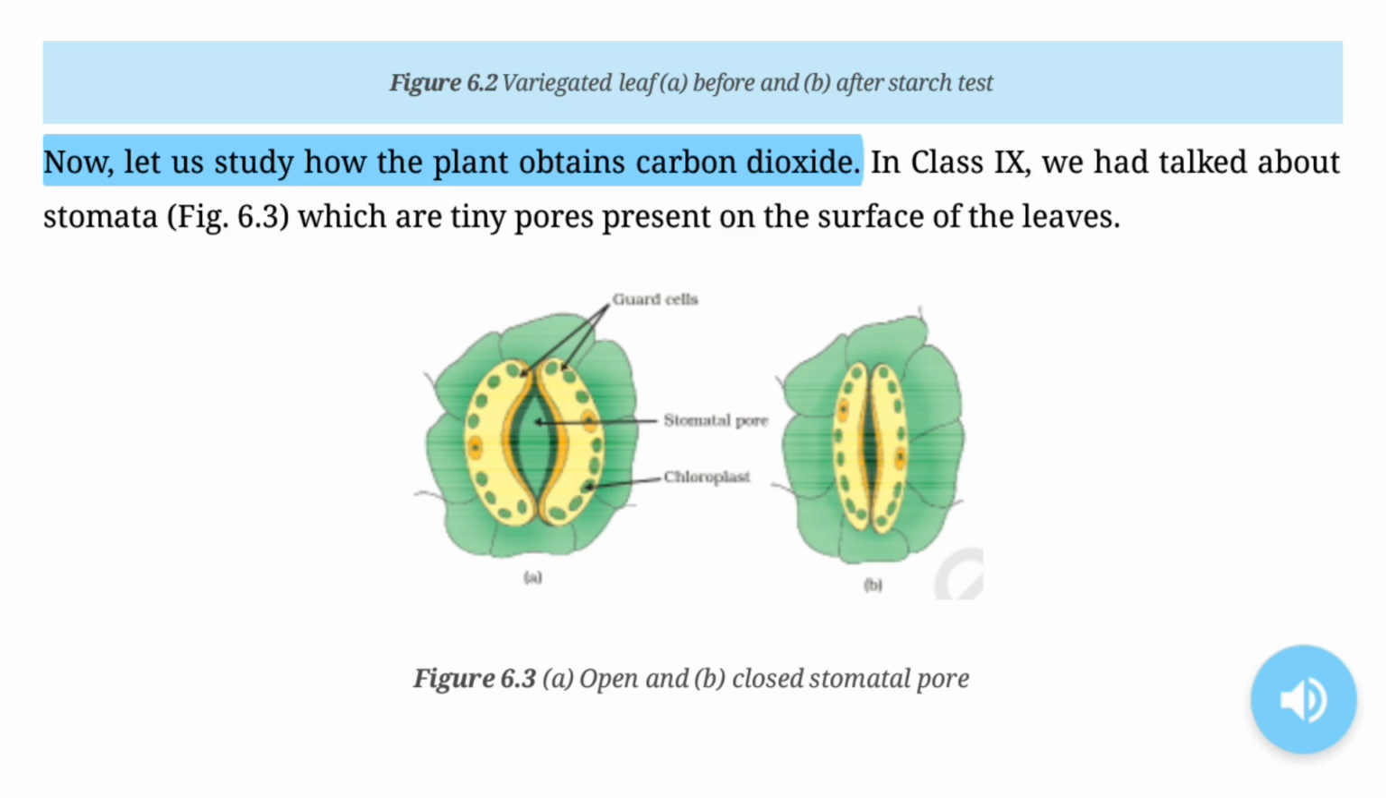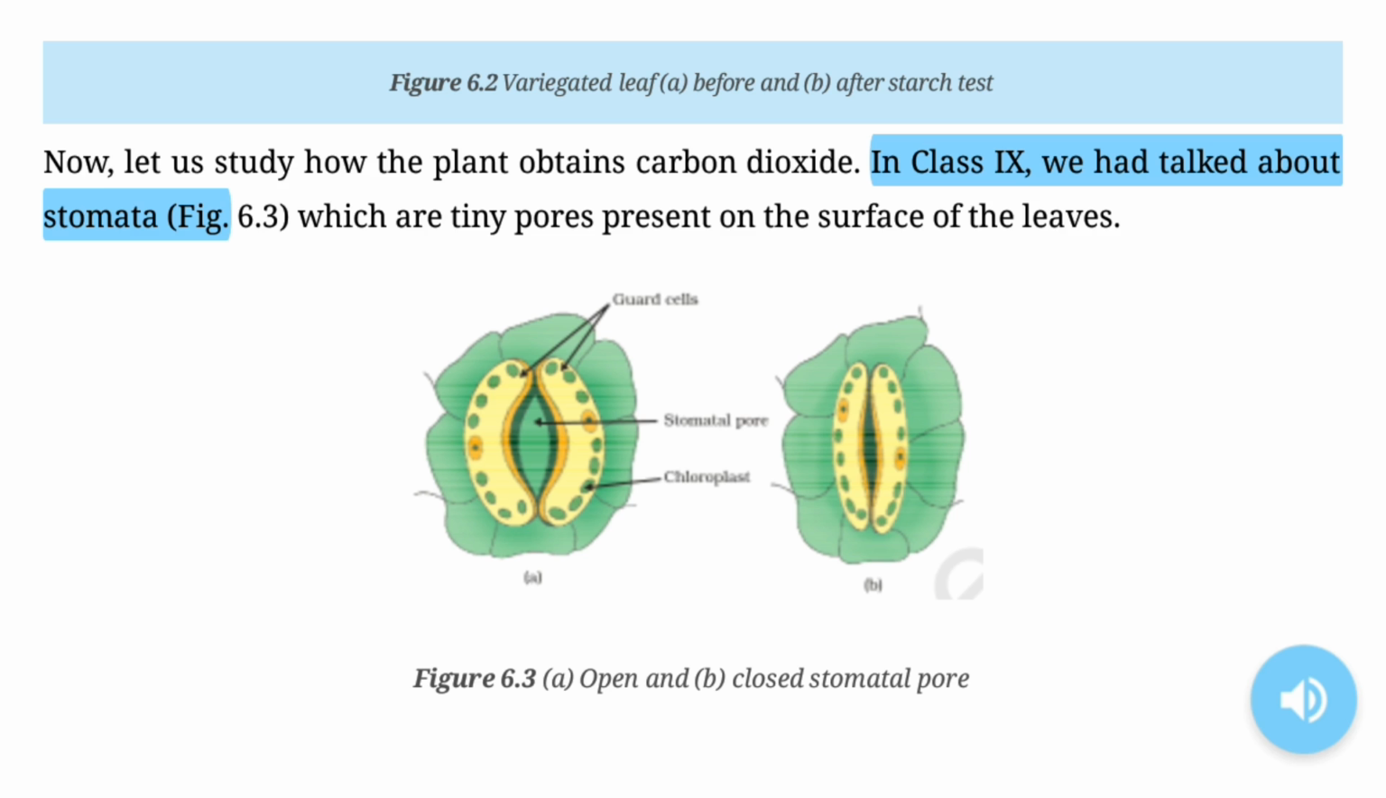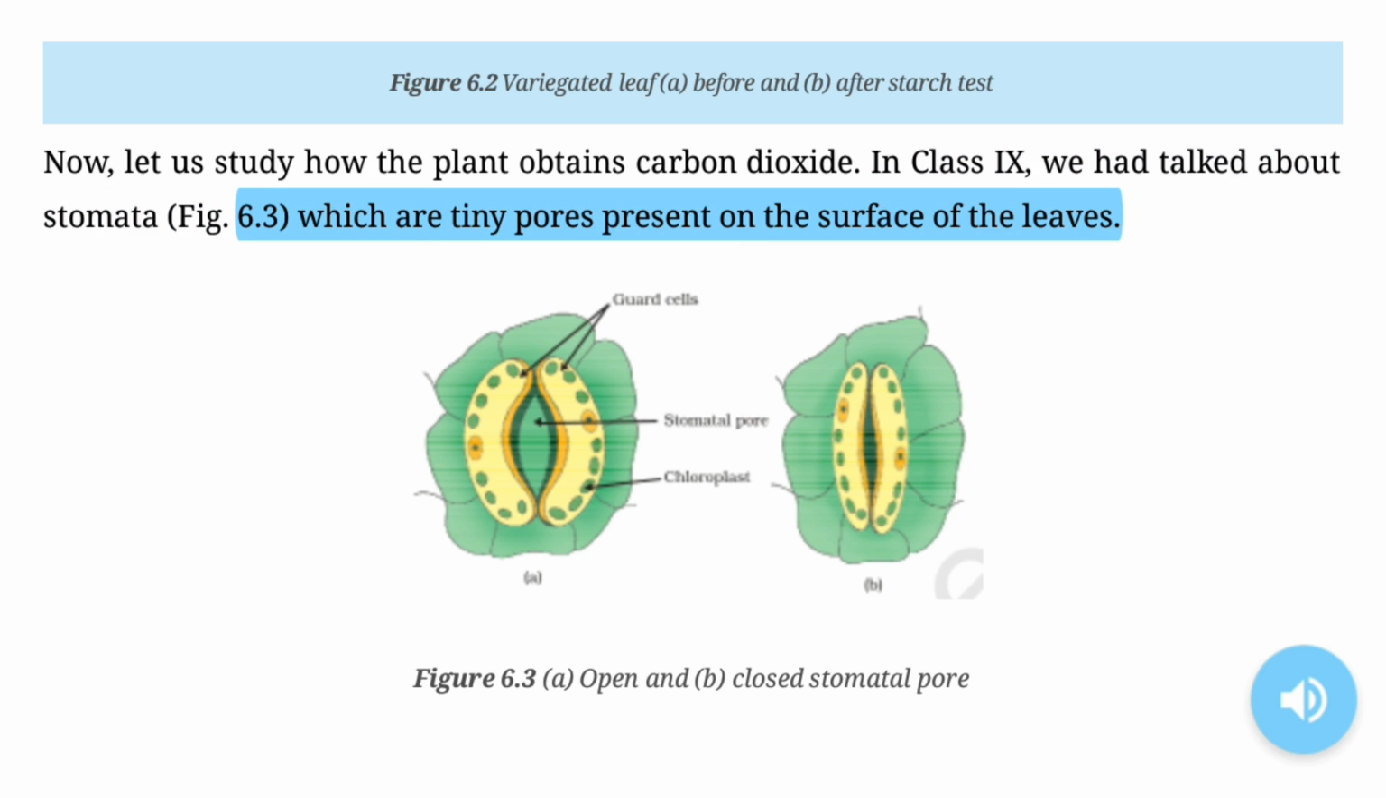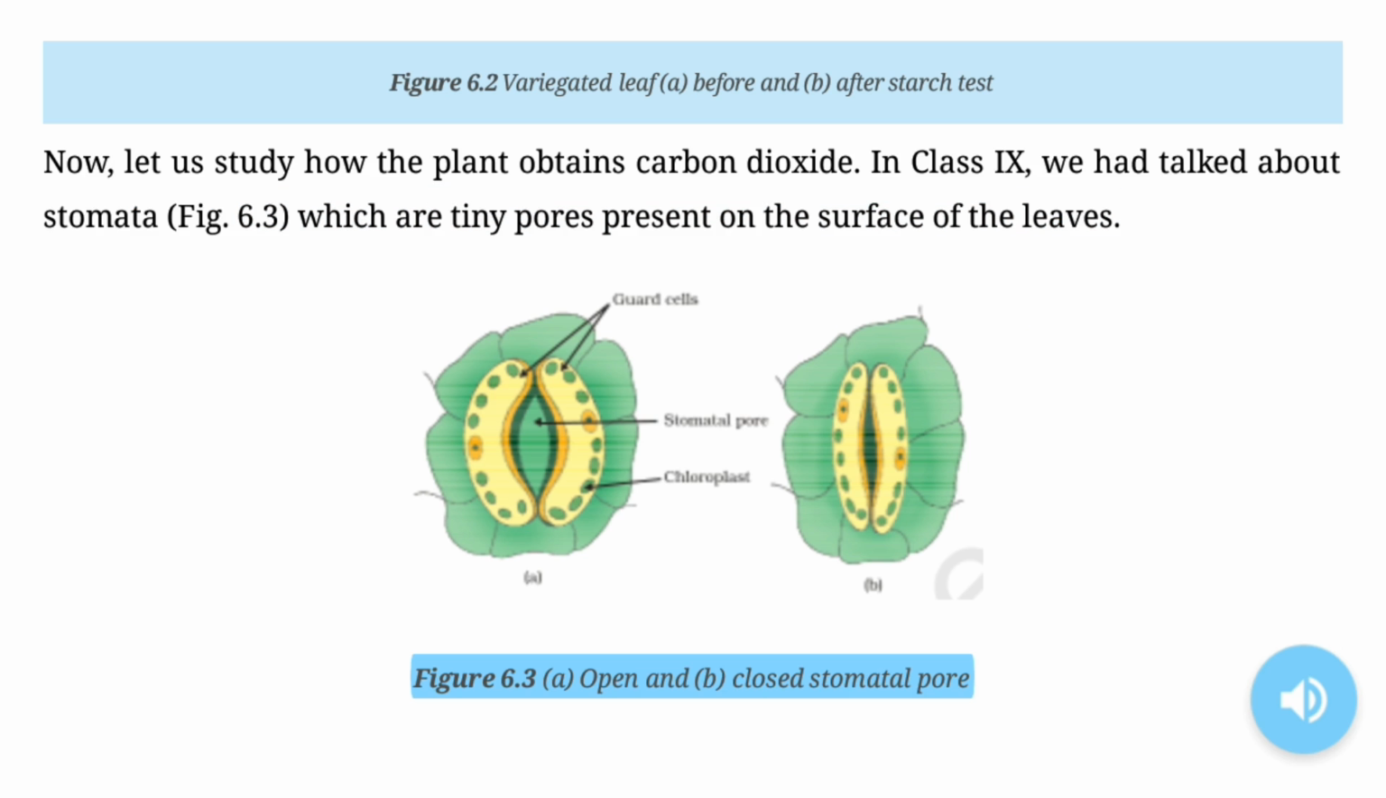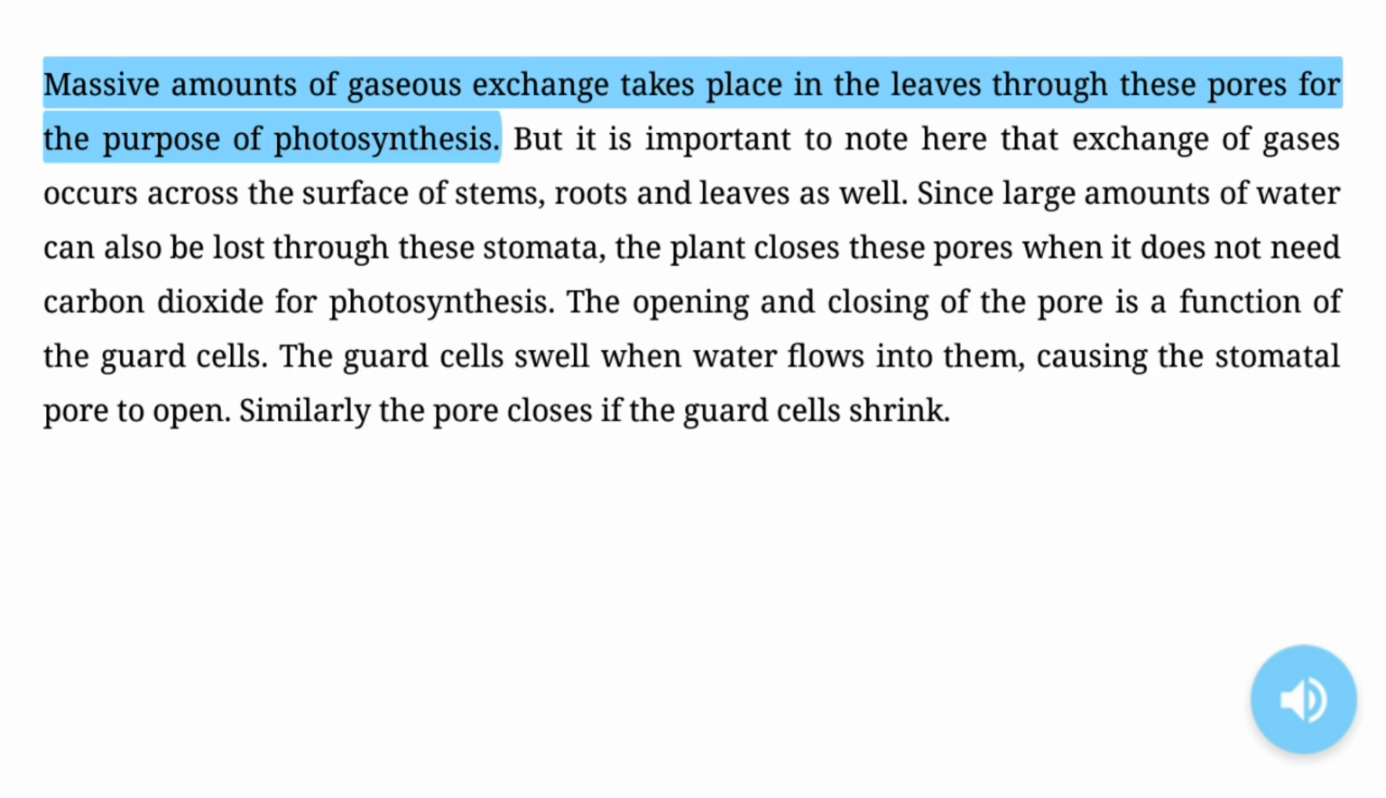Now, let us study how the plant obtains carbon dioxide. In class 6, we had talked about stomata, Fig. 6.3, which are tiny pores present on the surface of the leaves. Figure 6.3. Open and closed stomatal pore. Massive amounts of gaseous exchange takes place in the leaves through these pores for the purpose of photosynthesis.